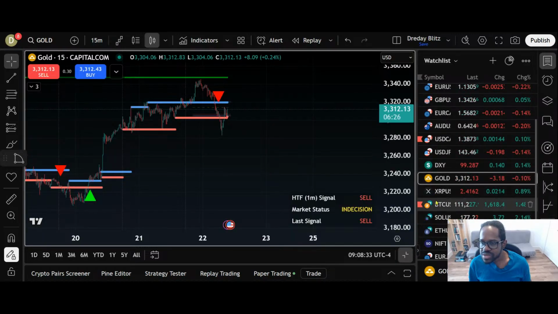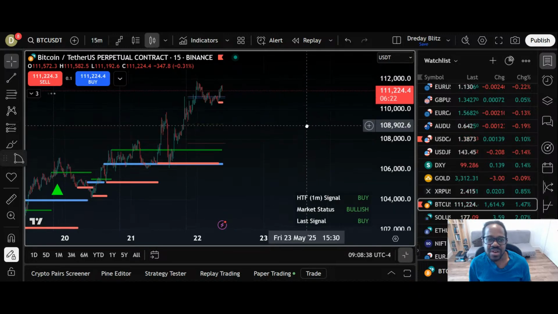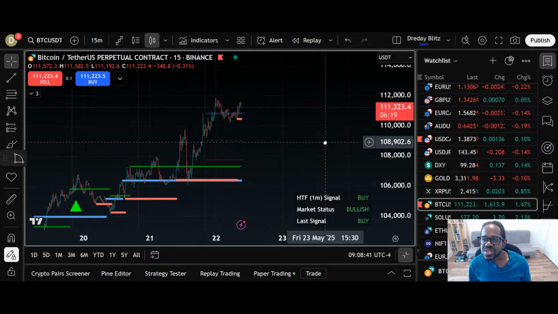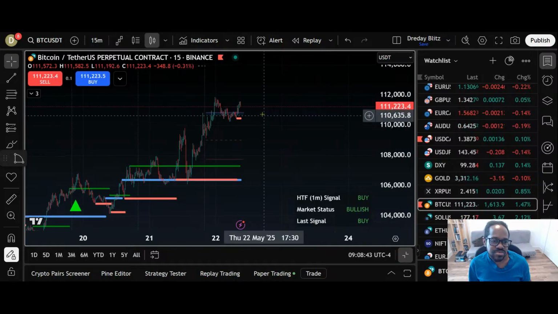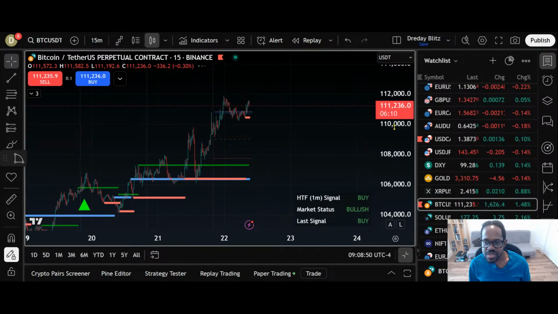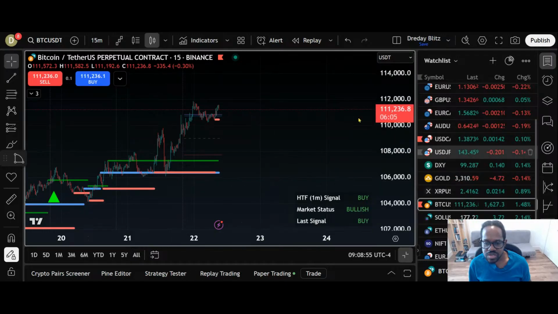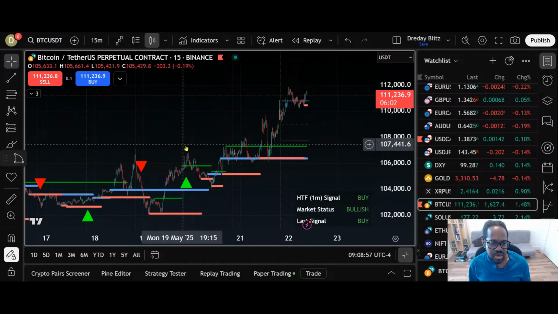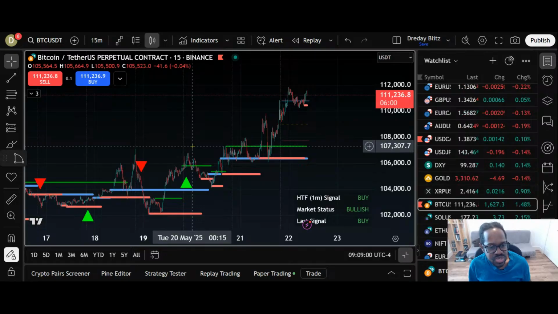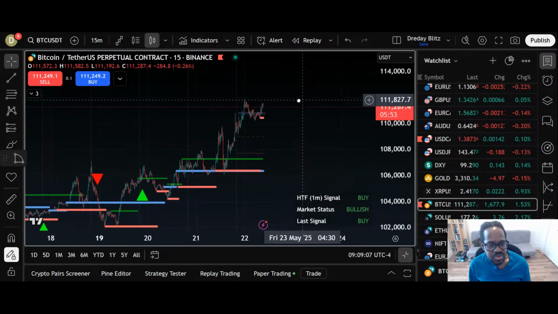All right, and let's look at Bitcoin. Yesterday was 110K, and we're 111K right now, making all-time highs. For the last couple of days, bullishness on Bitcoin. As you can see, everything is bullish. The last signal was a buy, on Tuesday the 20th. Since then, it was rallying up.